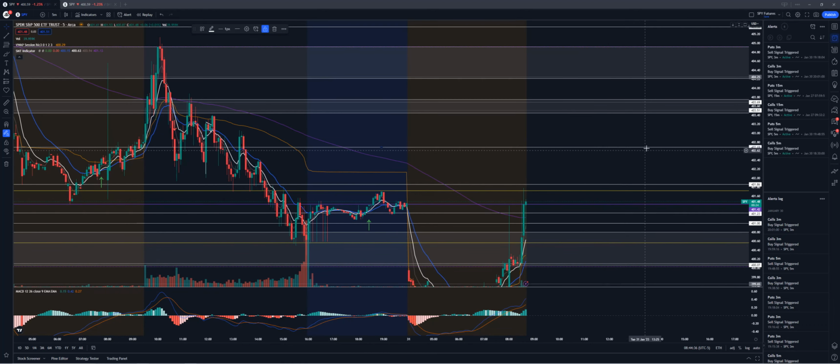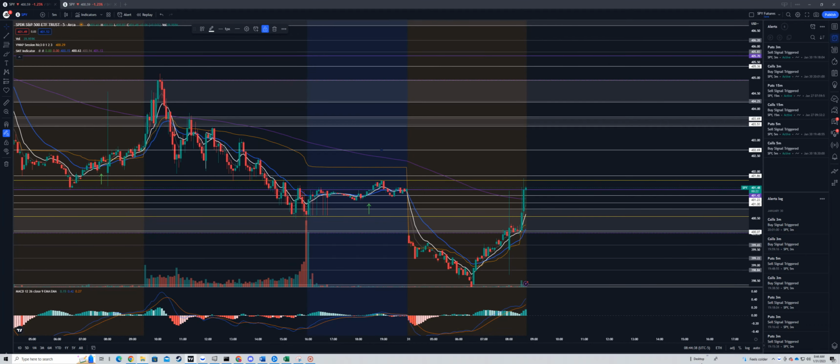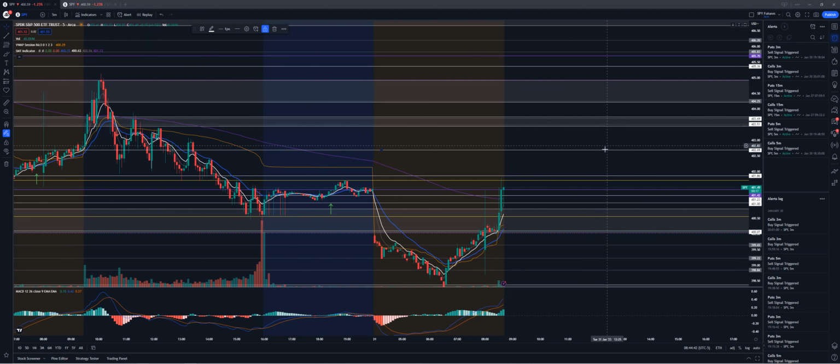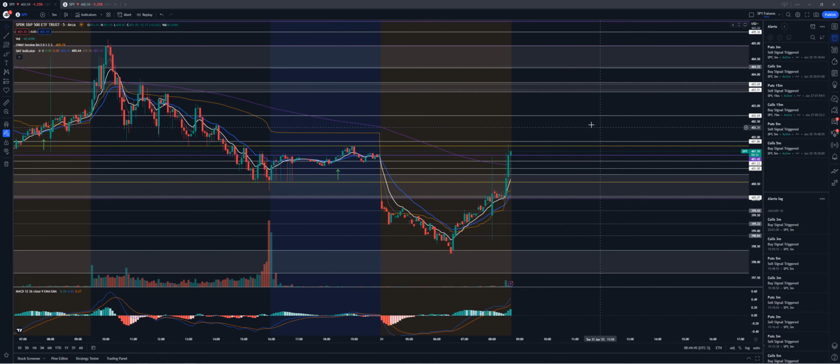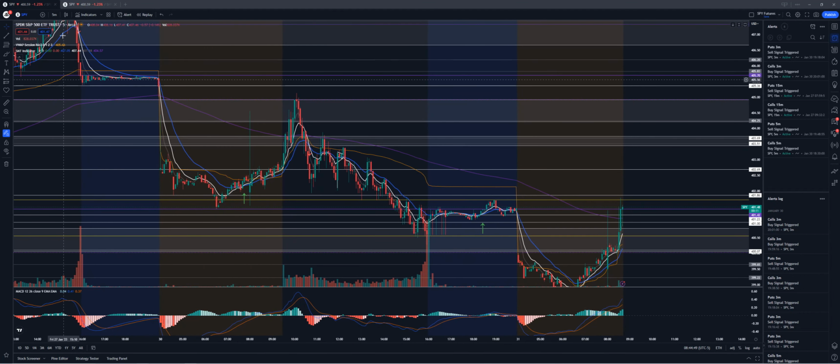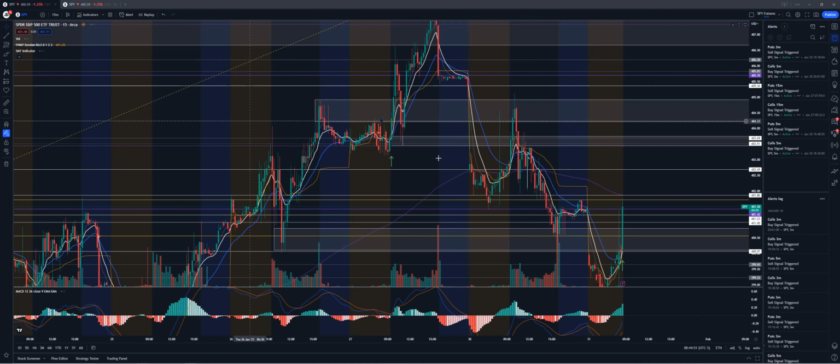Good morning, everyone. So this is going to be the pre-market prep that I'm doing for today. This is Tuesday, January 31st, 2023. So the first thing I'm going to do here is I'm going to look at yesterday's price action. So I'm going to go to the 15-minute chart so I can modify my zones.